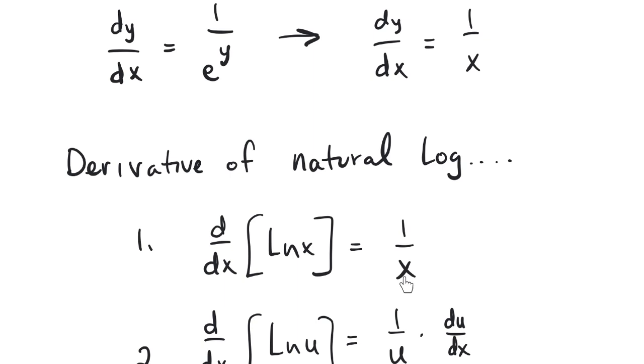Now, like with e to the x, this expression inside the natural log may not be just x. It could be 5x or 10x squared or something. So now we can do this same thing with the chain rule. The derivative of the natural log of u is 1 over u. This is the chain rule. Now we need to multiply that by the derivative of u with respect to x, which is du over dx. So this is what we're going to work with, these two definitions, when we're doing derivatives of natural log.